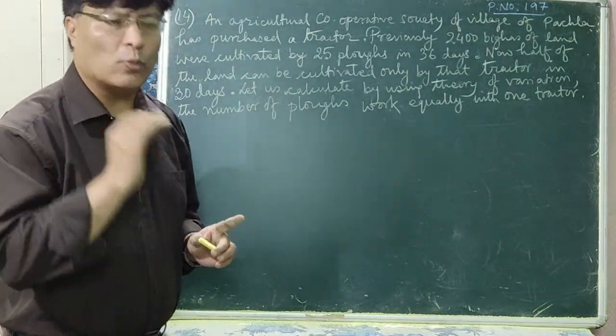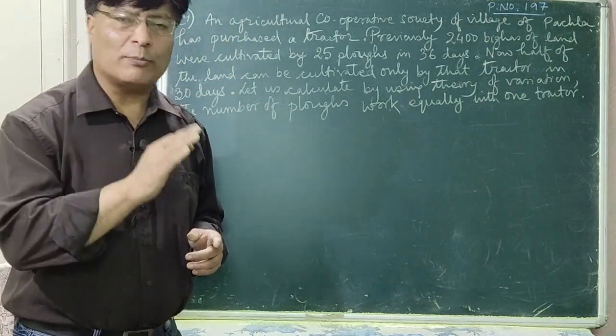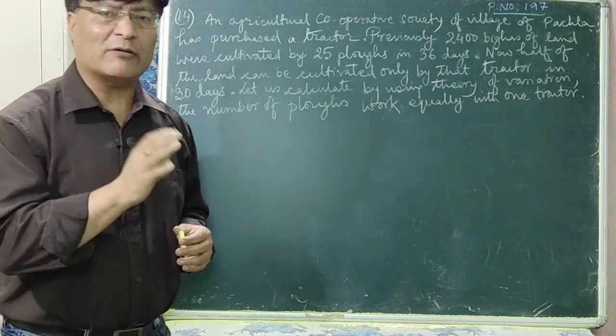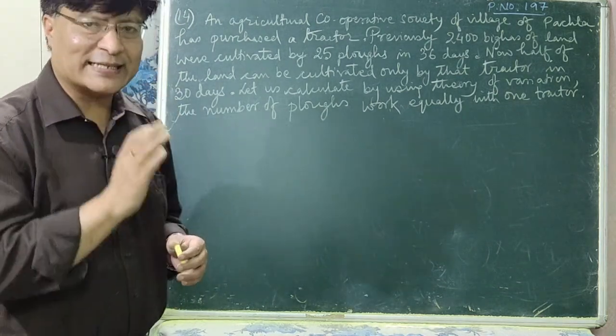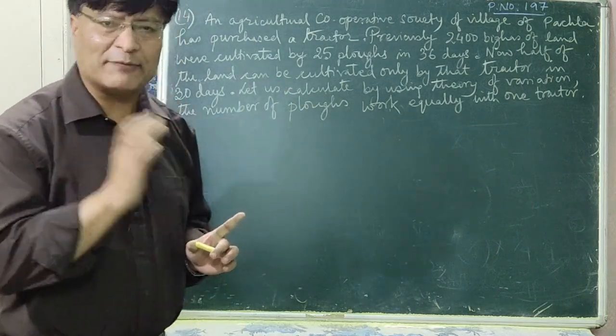The number of plows whose work is equal to that tractor. So how many plows are equal to one tractor? You have to find it. You have to find out the number of plows that are required to cultivate 1200 bigas of land. That is half of the land.